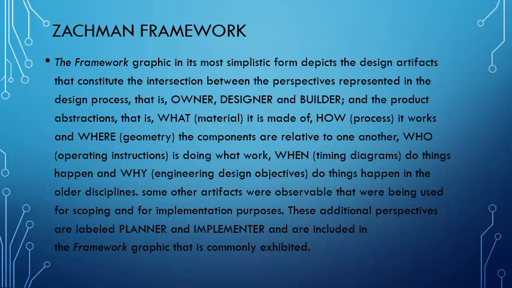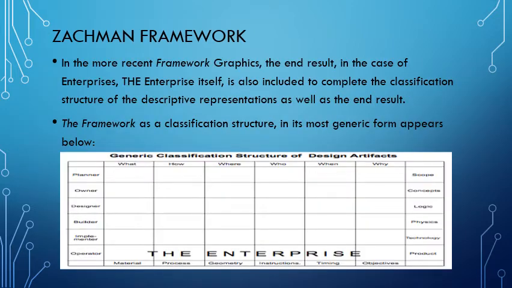In the older disciplines, some other artifacts were observable that were being used for scoping and for implementation purposes. These additional perspectives are labeled planner and implementer and are included in the framework graphic that is commonly exhibited. So in the more recent framework graphics, the end result, in the case of enterprises the enterprise itself, is also included to complete the classification structure of the descriptive representation as well as the end result. The framework as a classification structure in its most generic form appears below.